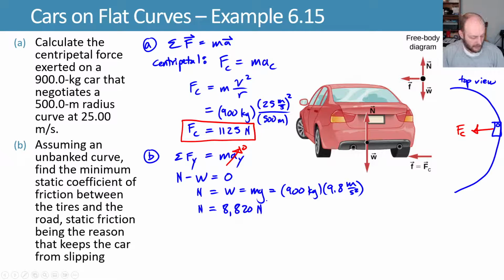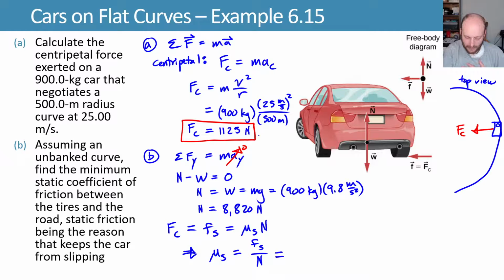With that normal force now, we can go back to that centripetal force and say that this centripetal force is coming directly from static friction. So the maximum static friction we could ever have is mu s times n. We can now solve for mu s, the thing that we want to find, in terms of our static friction and our normal force. We can plug in that the static friction has to be 1,125 newtons in order to make this turn.